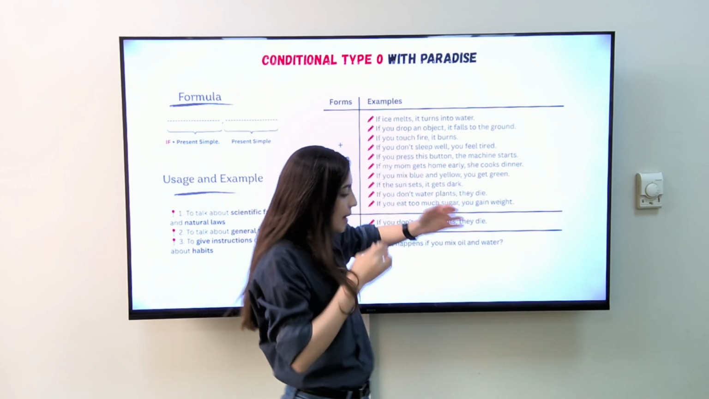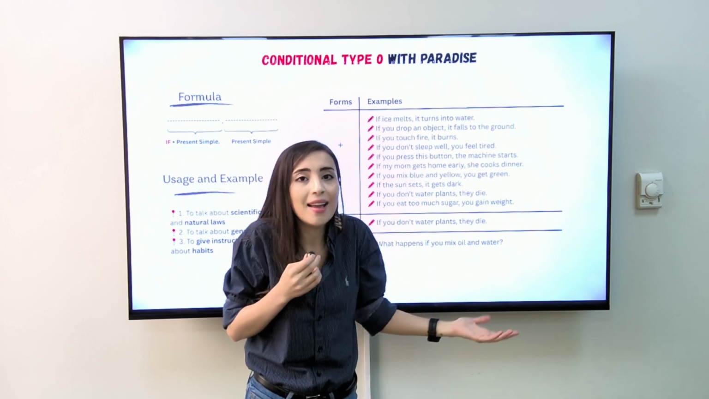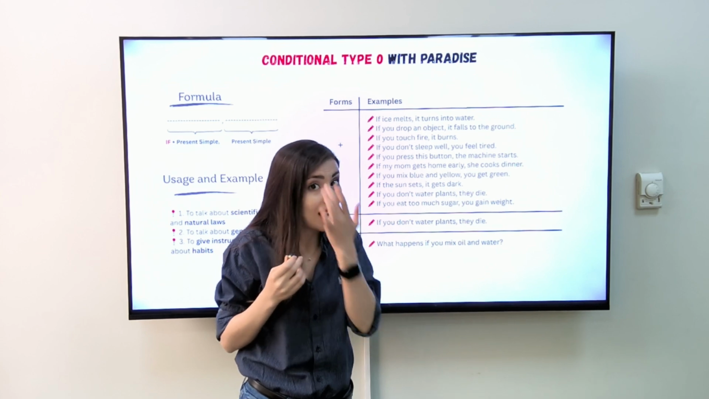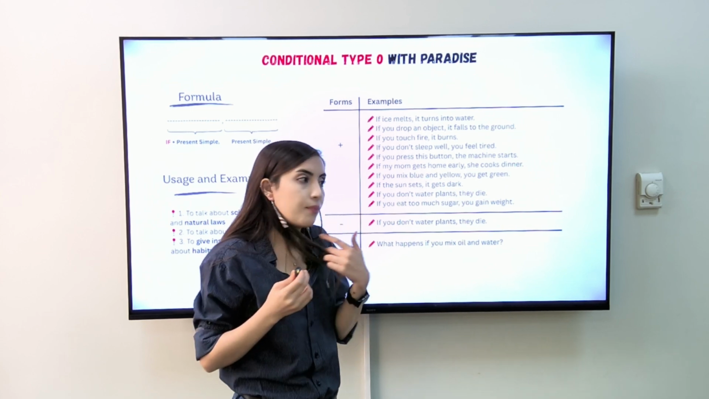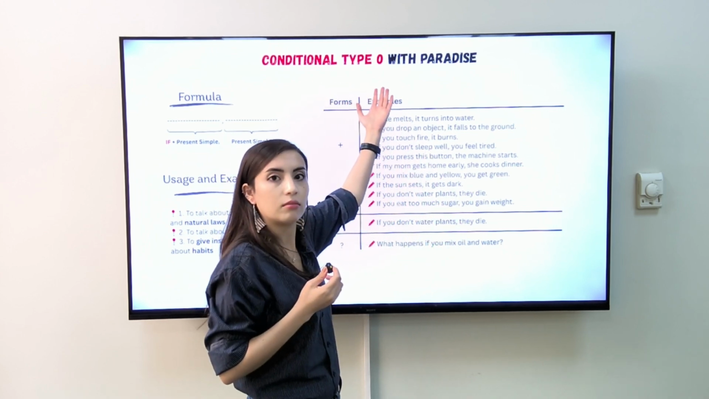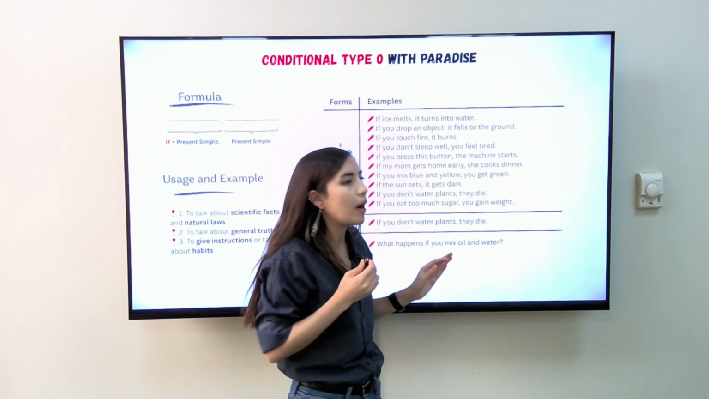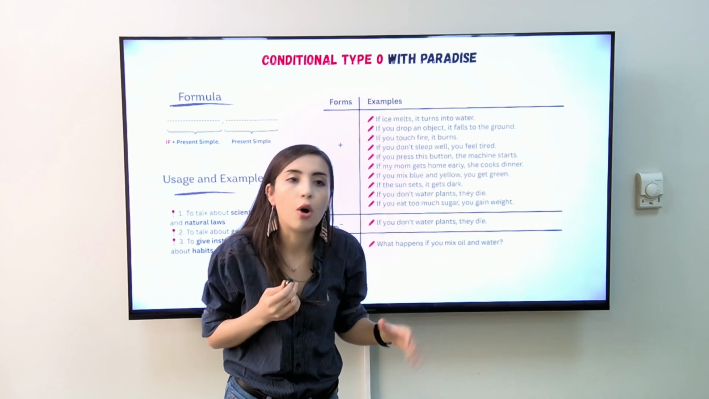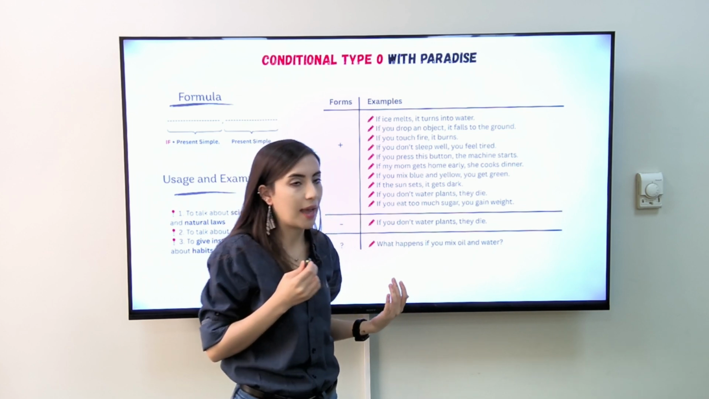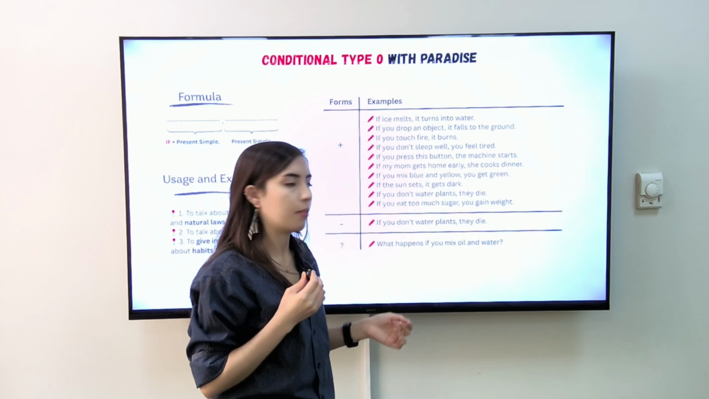If you drop an object, it falls to the ground. Again, it's a scientific truth. We agree on that because it has a scientific base. Okay? So in this case, we use conditional type 0. It's a cause and effect. If you touch fire, it burns, or your skin gets burnt. In this sentence, gets burnt, get is the verb.